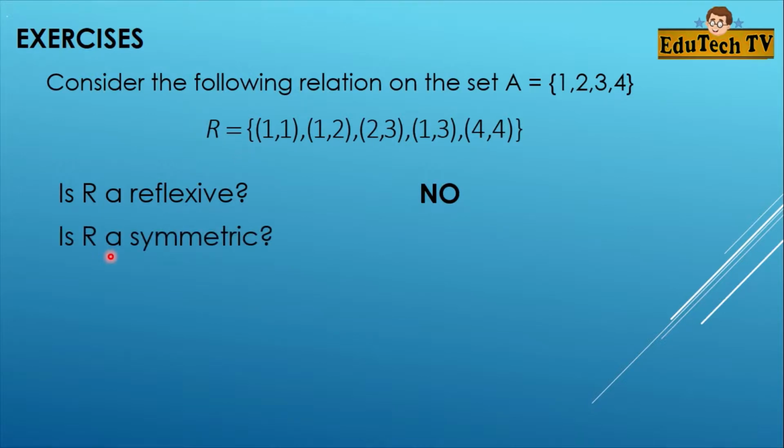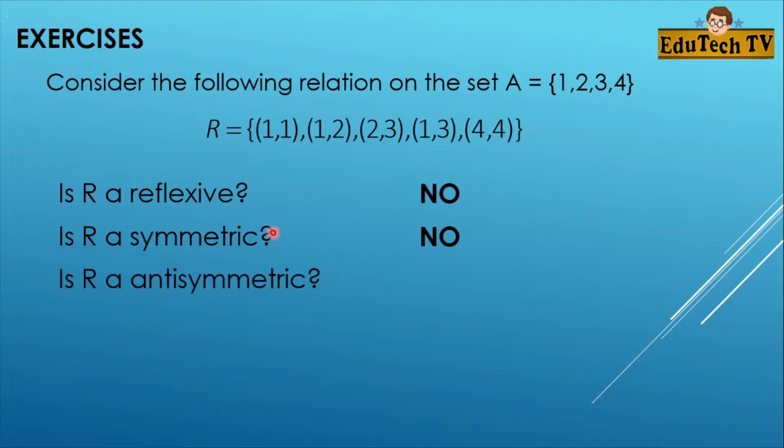Is R symmetric? So, sabi natin kanina, by definition, ang symmetric, pag meron tayong AC, then dapat meron ding CA. (1,1). So, of course, pag binaliktad natin, (1,1) pa rin. Next, (1,2). Dapat meron tayong (2,1). Pero wala naman doon sa relation. So that violates our symmetric definition. So therefore, R is not a symmetric relation.